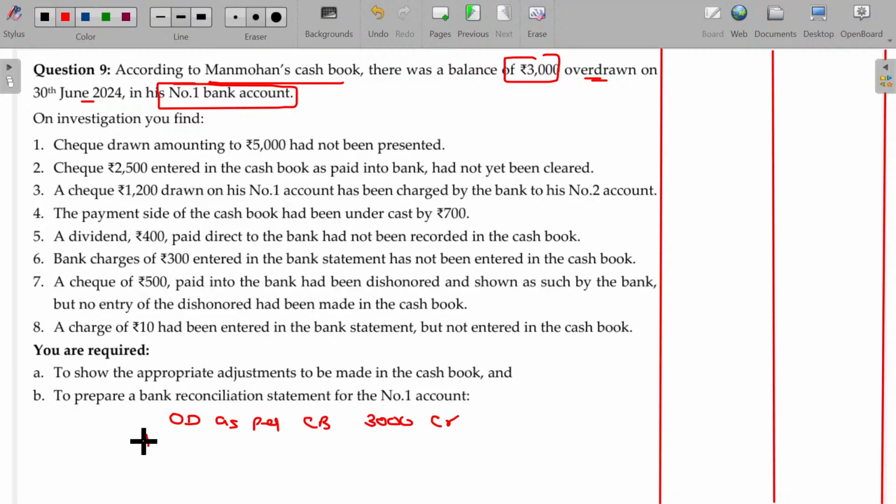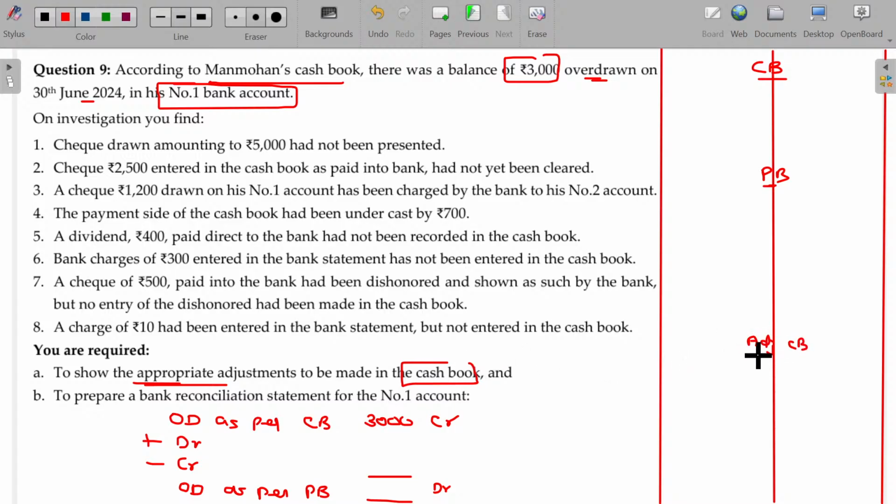Credit balance. So you have to add the debit and subtract the credit. So ultimately you will get overdraft as per passbook, starting with credit means ending with debit in general. So for working note, cash book as well as passbook. To show the appropriate adjustments to be made in cash book, you have to prepare adjusted cash book also. Adjusted cash book. So in adjusted cash book, we'll start with this value.